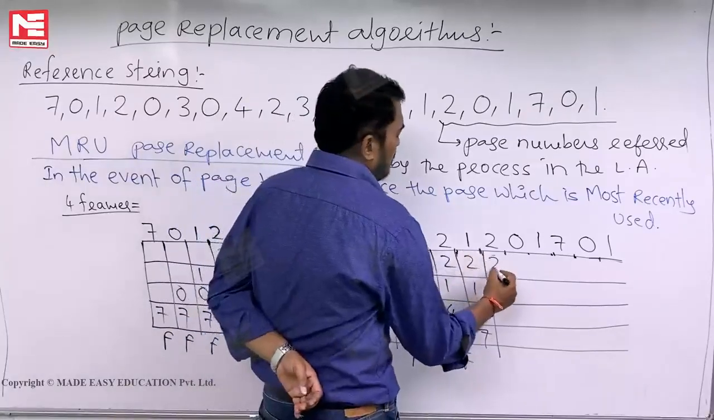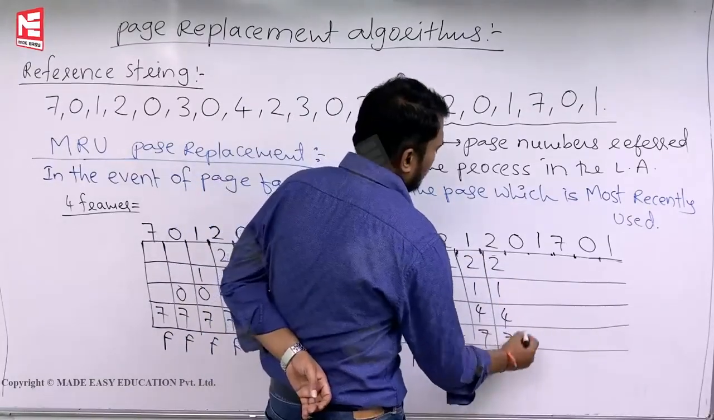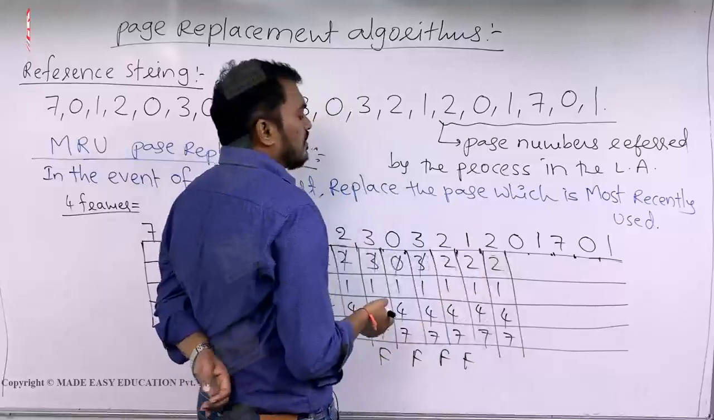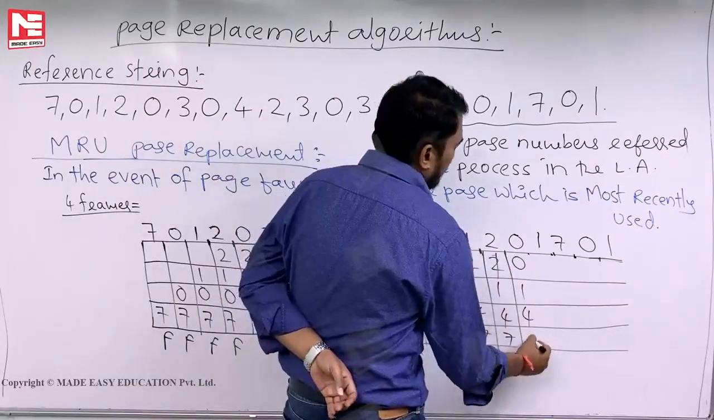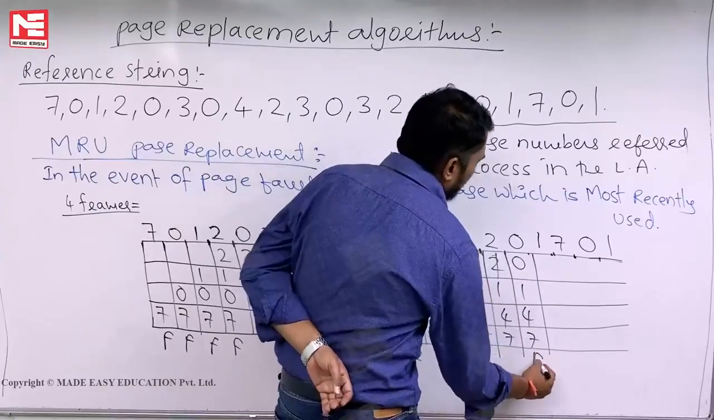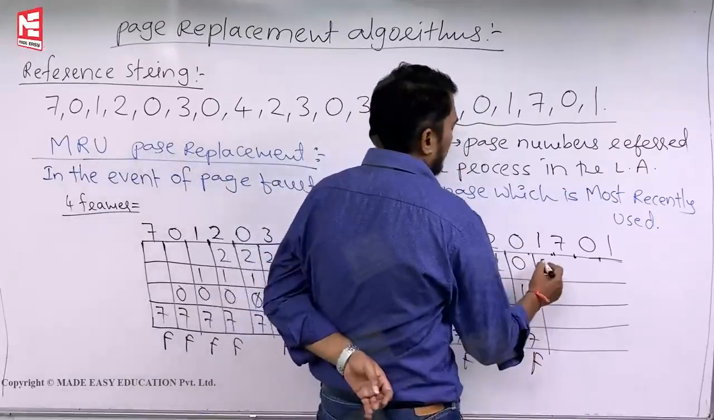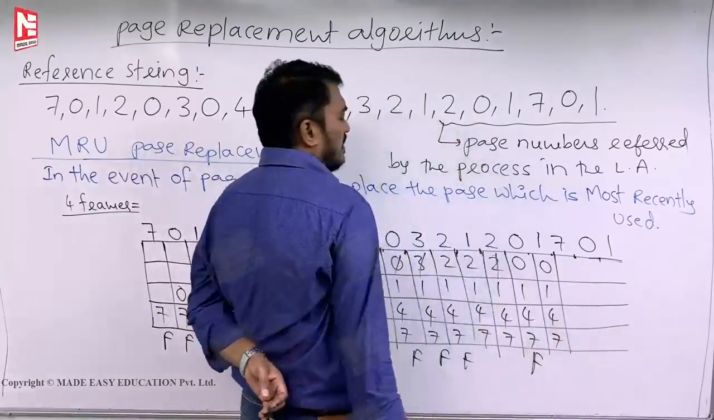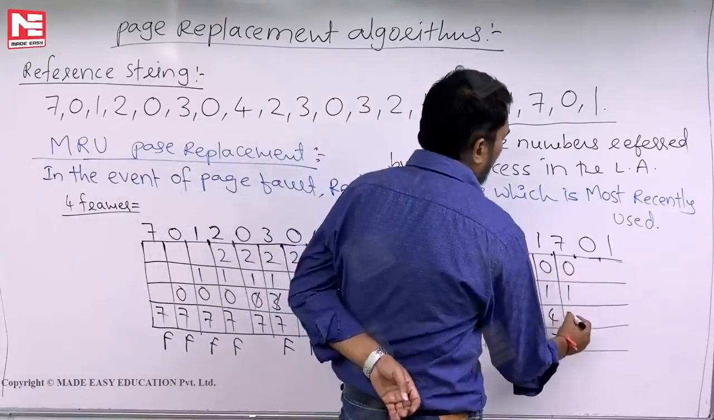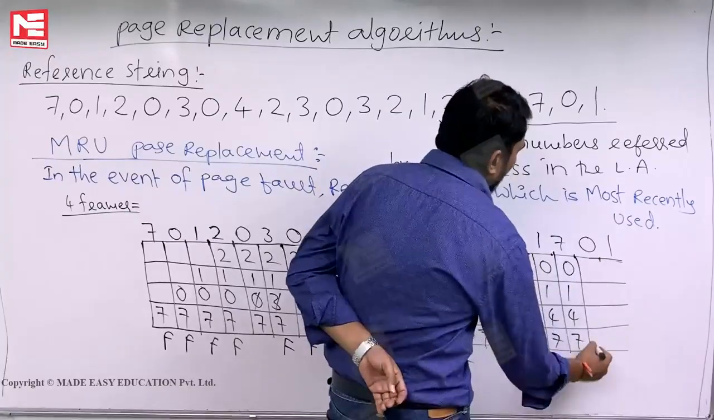And next is 2. 2 is available. So then no page fault. And next is what here? 0. 0 not available. Which one to replace? 2. Replace 2 with the 0 and copy the remaining as it is, and that is a page fault. And next is 1. 1 is available. Yes, available. So no page fault. Okay, now understand. Next 7. 7 is available. So no page fault.